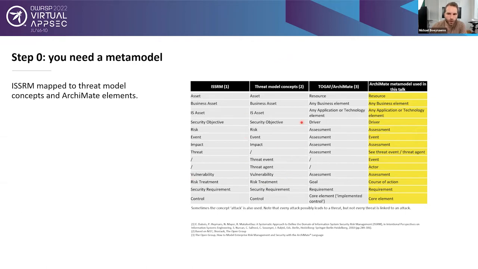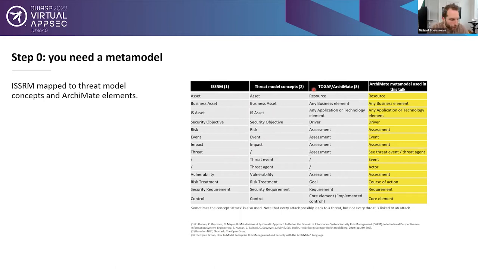There are also some other references. NIST, Adam Shostack, of course, one of the biggest in this game. The Open Group as well, that have defined some concepts that are useful for threat modeling. And again, you see actually similar concepts appear, like risks, events, impact, threat events, in this case, threat agents. So they make sense, and we can link them to the ISSRM model as well. And then we have TORAV and Archimate.